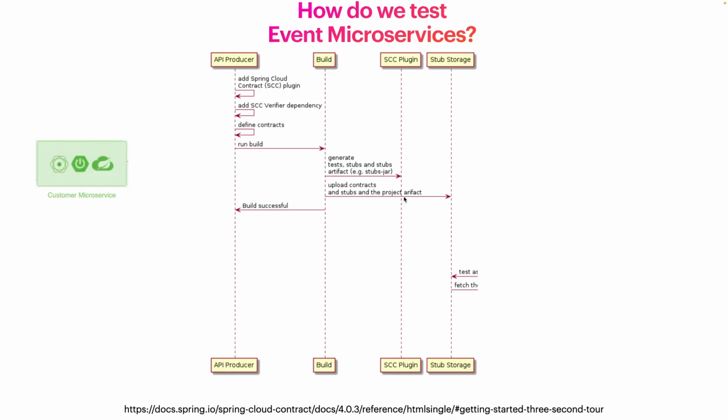The framework just uploaded the contract, the stubs, and the project artifact to our storage. In our case, it was just in our M2 because we are using the local Maven, but we can customize it in order to, for example, upload the contract stubs and the project artifacts all into Nexus, GitLab, or another kind of storage.